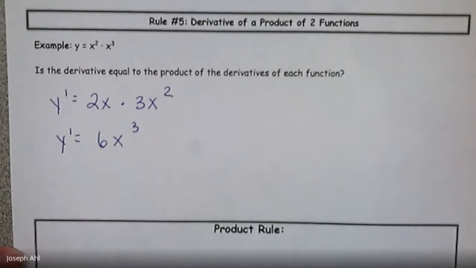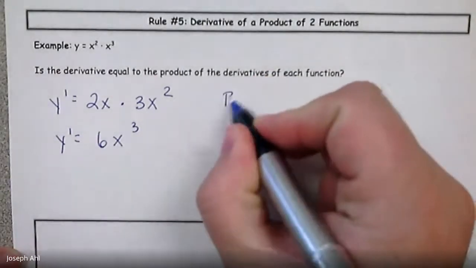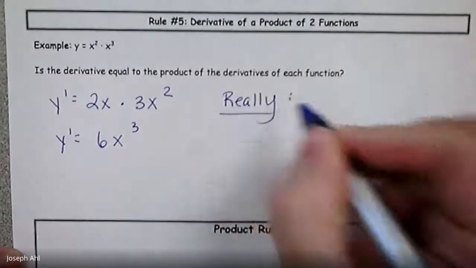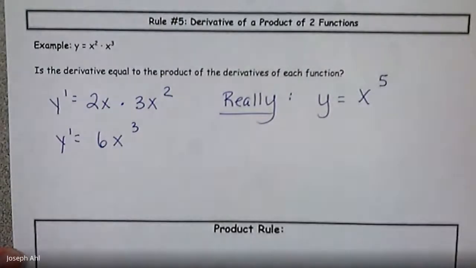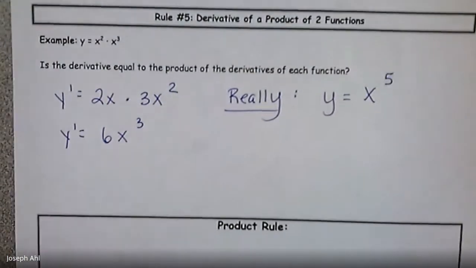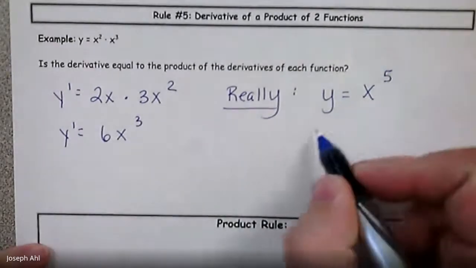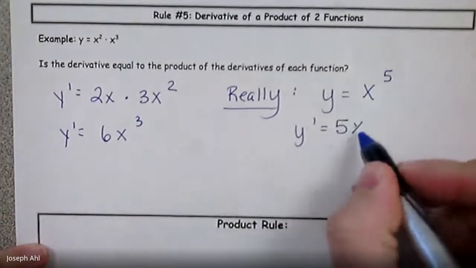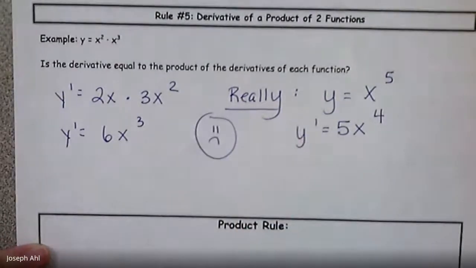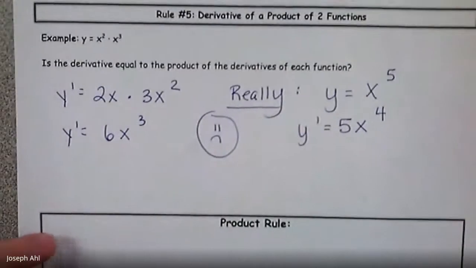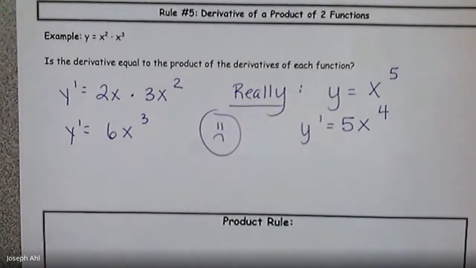Well, we should know what the derivative is, because really what we're looking at is x squared times x cubed, which is the same thing as y equals x to the 5th power, isn't it? So according to those rules of exponents, now if I find the derivative, y prime, we would get 5x to the 4th, and we're like, oh no. All of a sudden our rules don't work anymore, do they? All right, so clearly in this example, when you find the derivative of a product, it is not equal to the product of the derivatives.